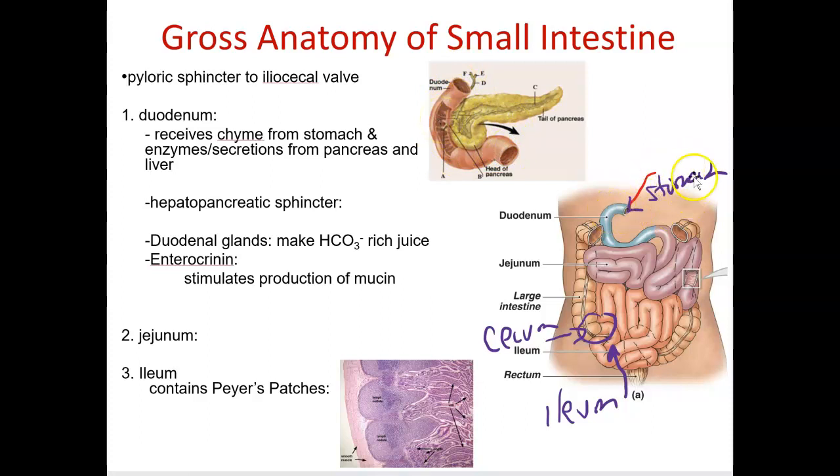Notice the duodenum kind of curves around the pancreas. It's pretty short, and it's going to receive all the secretions. So that chyme coming from the stomach, that acidic chyme, enters the duodenum, and then also the secretions from both the pancreas and the gallbladder and the liver are all going to empty into the duodenum.